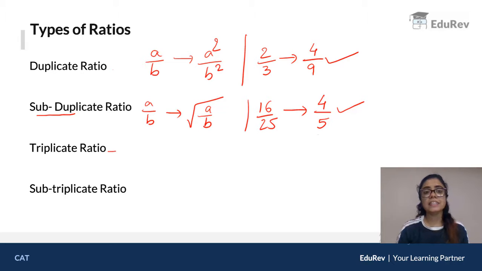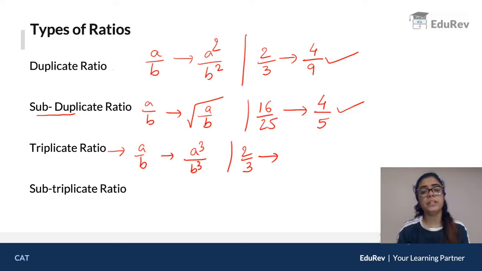Okay? Next is the triplicate ratio. Now triplicate ratio means the cube of those numbers. So A and B will become A cube upon B cube. So let's say my ratio is 2:3 again. So the triplicate ratio will be 2 cube, which is 8, and 3 cube, which is 27. So this is your triplicate ratio.